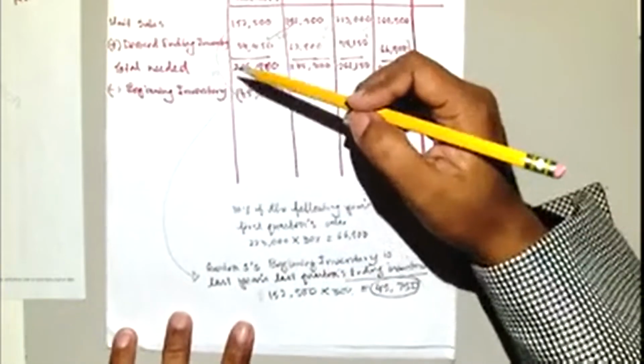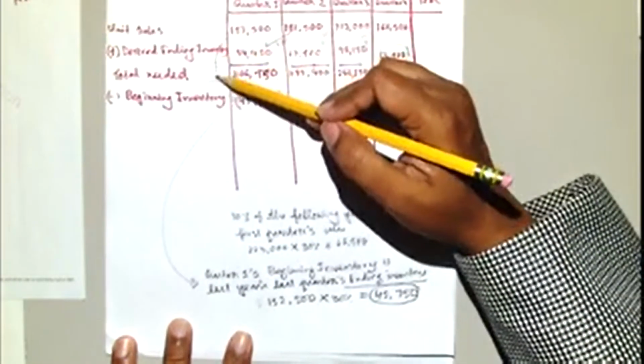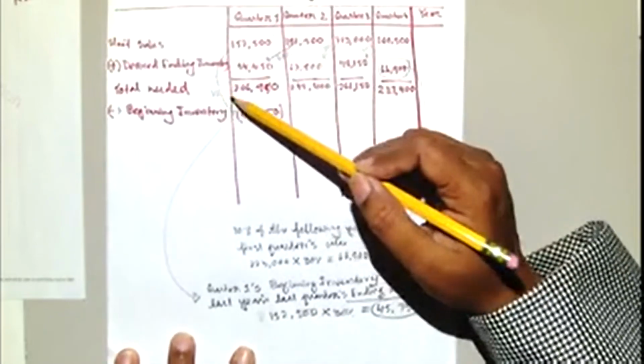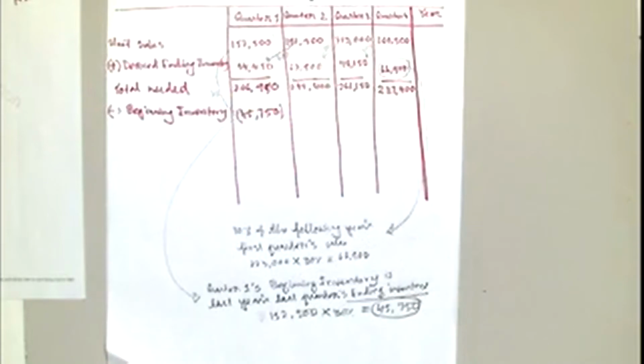I'm repeating why we are getting this 30%. Because this 30% will be your prior quarter's ending inventory, which will be this quarter's beginning inventory. So that's the tricky part. Other than that, everything else is very straightforward.